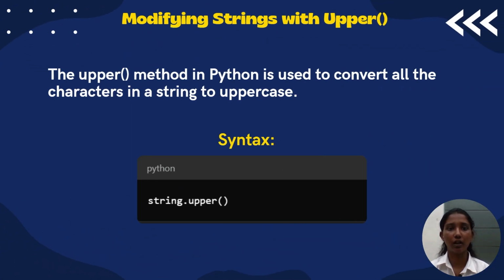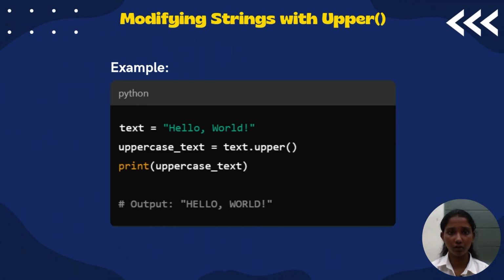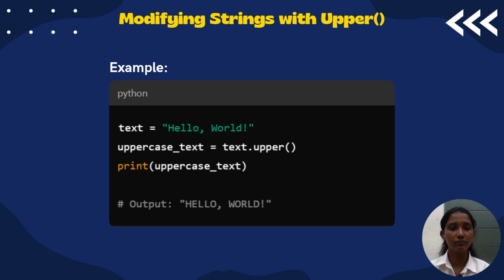Modifying strings with upper. The upper method in Python is used to convert all the characters in a string to upper case. Syntax: string.upper(). Here is an example.